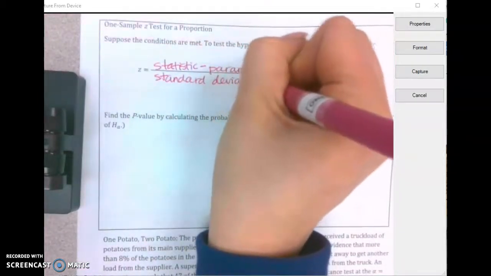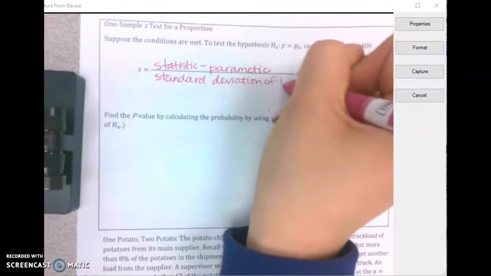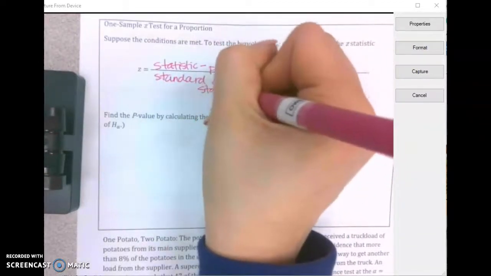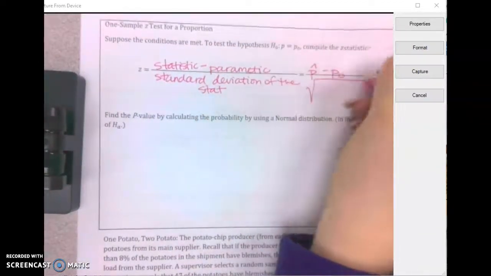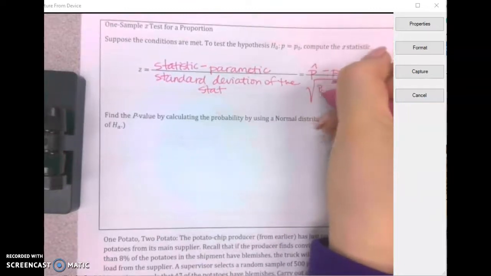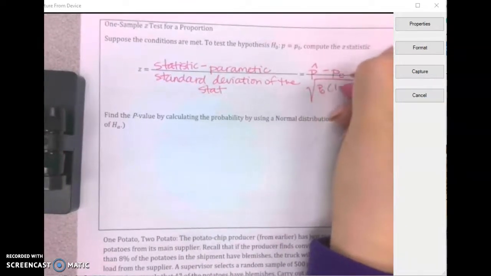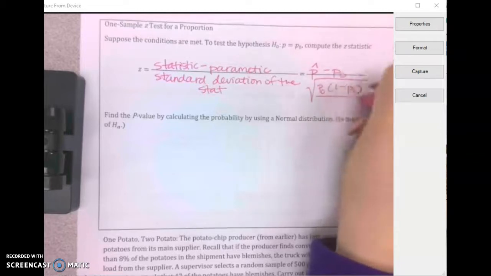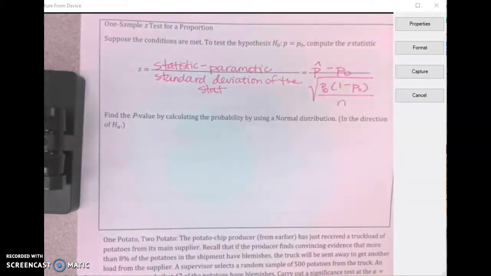We divide that by the standard deviation of the statistic, and that standard deviation is the square root of P sub O times 1 minus P sub O over n, which gives us our standard deviation of P hat.